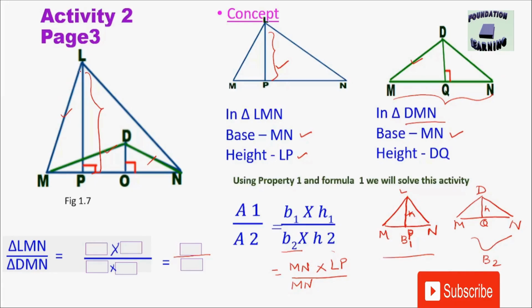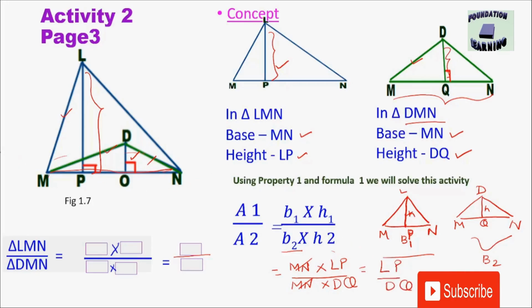You can see in the diagram given in the textbook, the big triangle, and this base is common for both the triangles. So MN into, what is the height? That is height 2, which is DQ, here and here. So you have DQ. Now what happens? MN and MN get cancelled. So the final answer will be LP upon DQ.